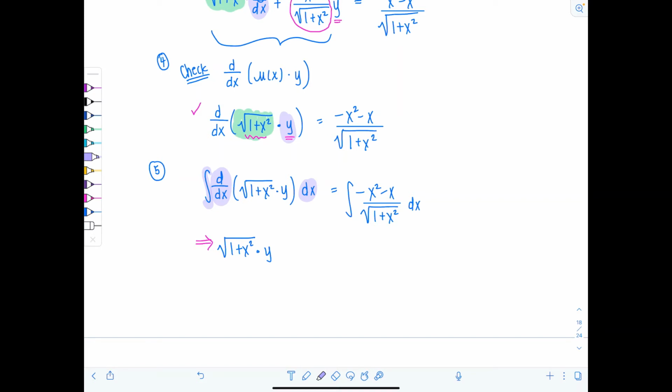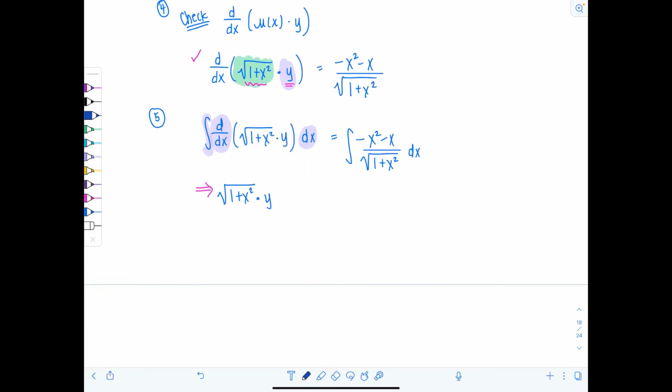Now, how to deal with the right-hand side? It's not for the faint of heart, my friends. If you'll recall, when you have an integral of the following form, it's time to use a good trig sub.